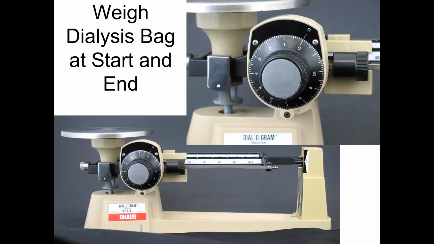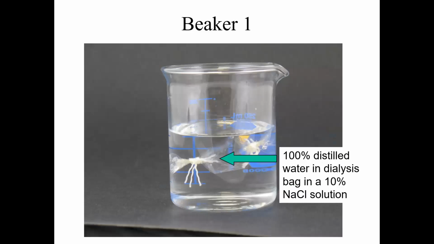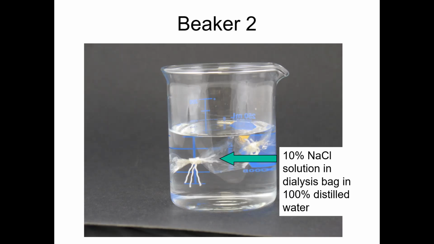Anyway, we measure our dialysis bags at the start and at the end. And we have 2 beakers. We have a dialysis bag that's 100% distilled water in a beaker full of 10% salt. And in the other beaker, we have a 10% salt solution in the dialysis bag in a beaker of 100% distilled water. See what happens. It should work. So, questions on this? Okay, we're doing real science today, you know.